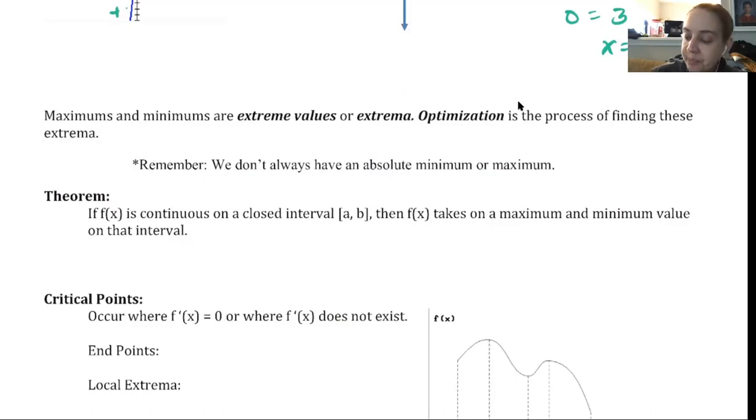So as a reminder, your derivative is the slope. So this is where the slope is equal to 0. This is where my derivative does not exist. You might have a cusp or a corner. You might have a vertical asymptote.